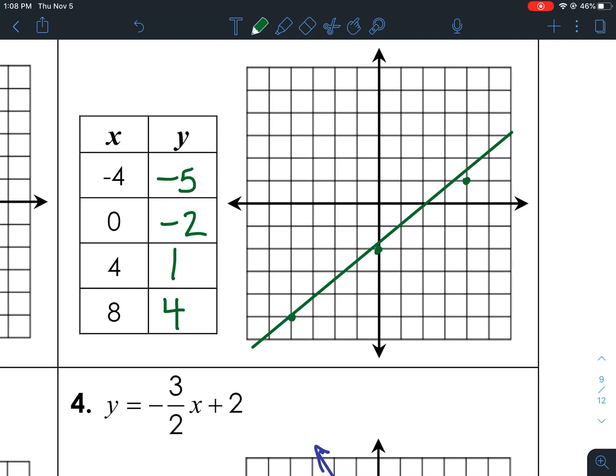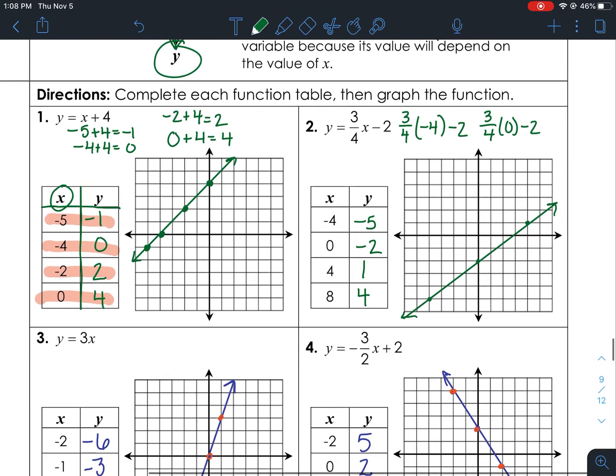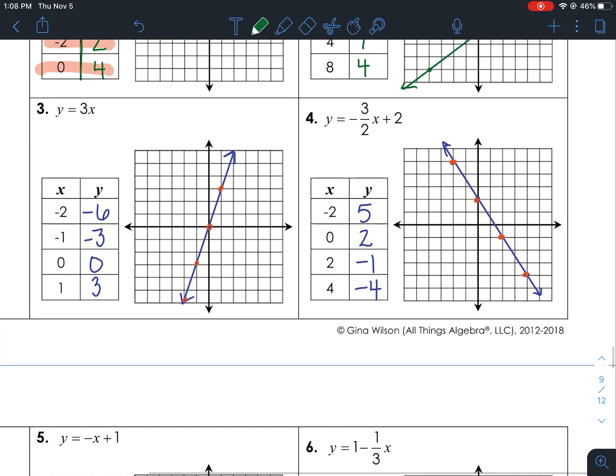So I'm just going to draw a straight line. Oh, that one wasn't too good. Let's try that again. There we go. That's better. Beautiful.